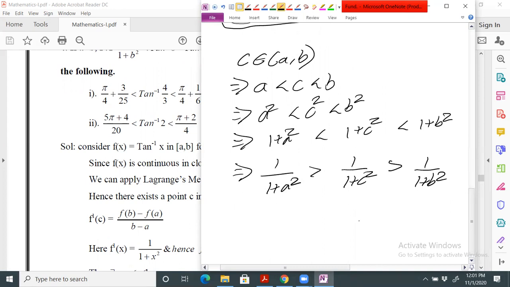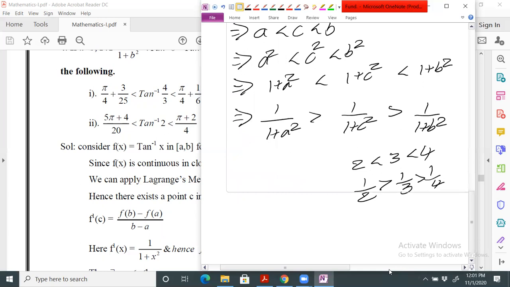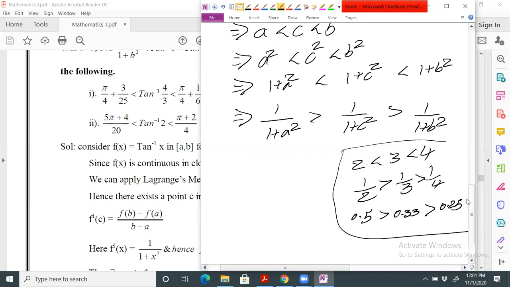For example, I am taking 2 is less than 3 less than 4. Then when I take 1 by 2, 1 by 3 and 1 by 4, it will become greater than. 1 by 2 is 0.5, 1 by 3 is 0.33, 1 by 4 is 0.25. So 0.5 is greater than 0.33, and 0.33 is greater than 0.25. Using these numerical values, we can verify it. Now I am writing it in the reverse direction.